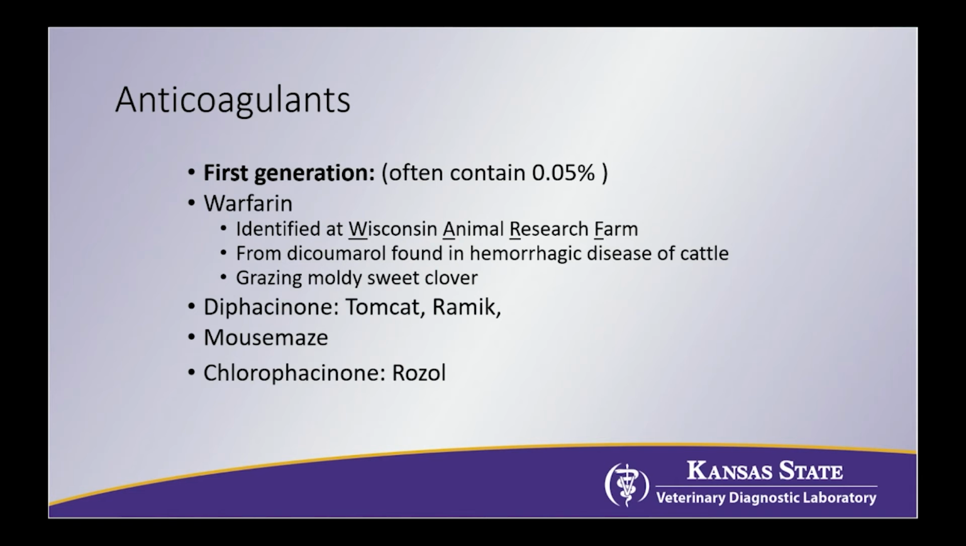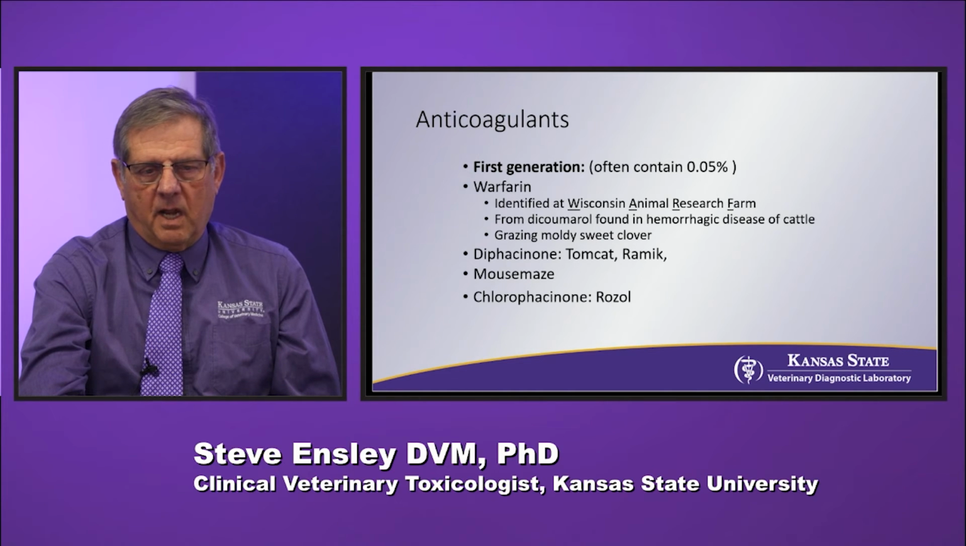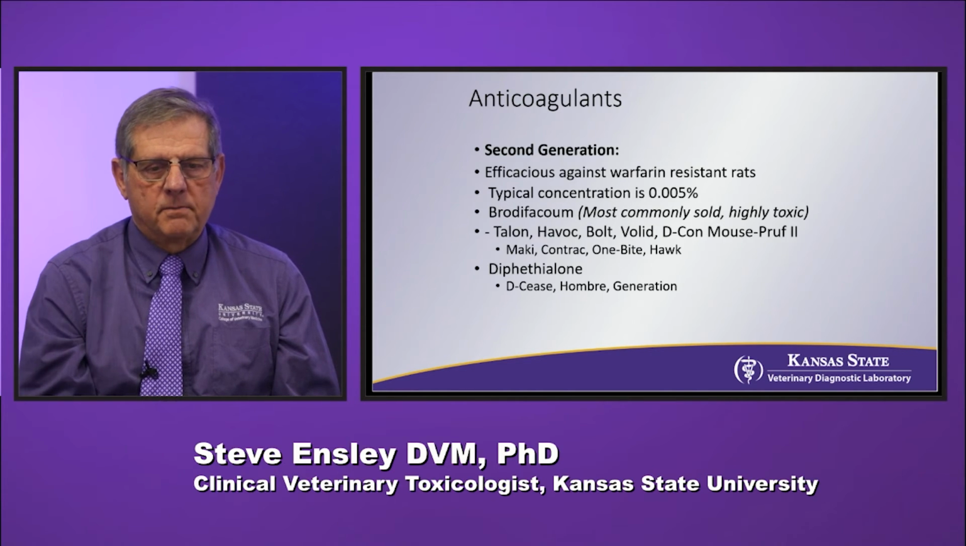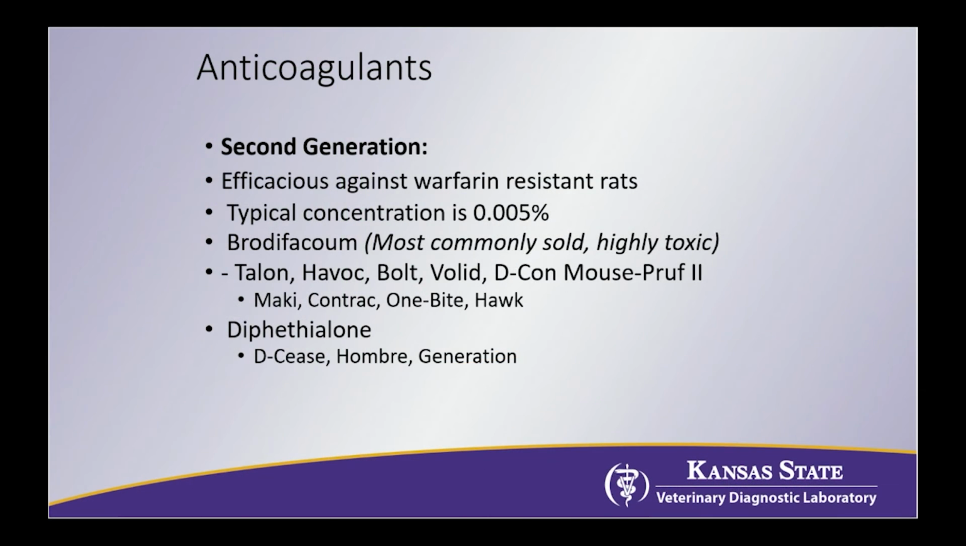We've got an anticoagulant screen. I think we've got 10 different compounds on it. So we like to get a blood sample to look at, and we can screen that, or we can screen the bait to see if it was an anticoagulant and what particular one it was. The second generation ones are the ones that were pulled off the market because they lasted too long.